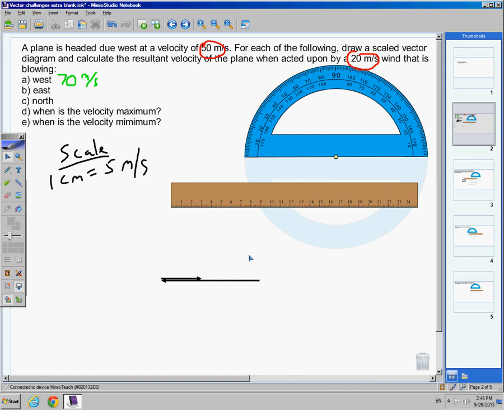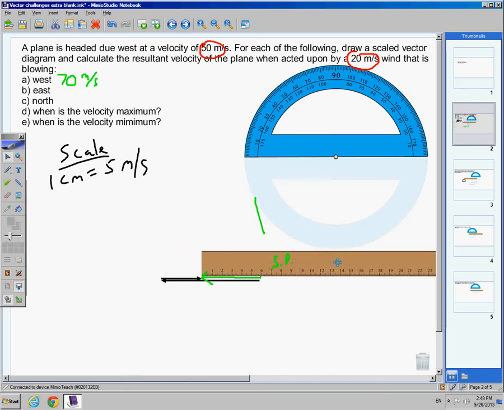I'm afraid if I put it over, you might not be able to see it too well. And I know now I'm going to draw the resultant. The resultant is from here, which is my starting point, and I'm going to draw to my ending point, which is right here. If I take my ruler, I get approximately 6 centimeters. Well, 6 times 5 is 30, so I have an answer of 30 meters per second.